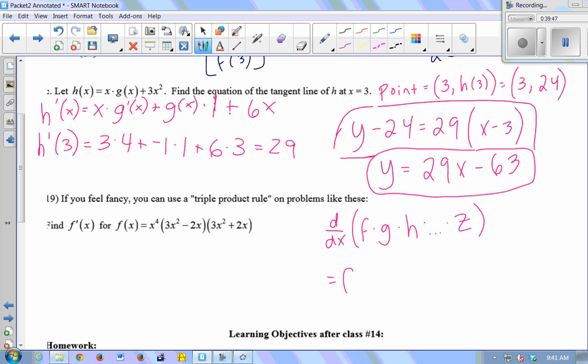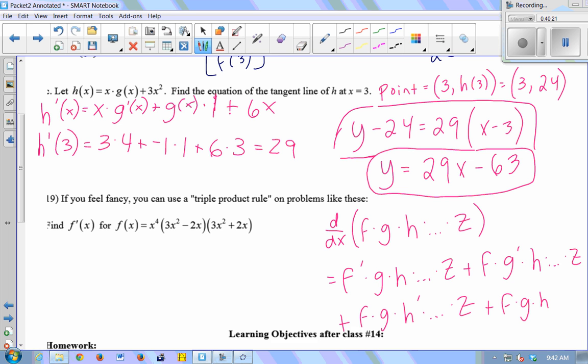Is going to be f prime times g times h times z plus f times g prime times h times z. So all of the functions times the derivative of the first, plus all of the functions times the derivative of the second, plus all of the functions times the derivative of the third, f times g times h prime times z, until you take the derivative of the last term, f times g times h times z prime.